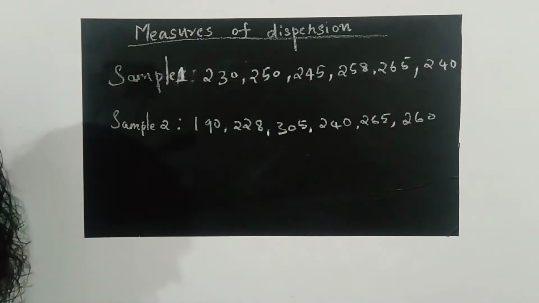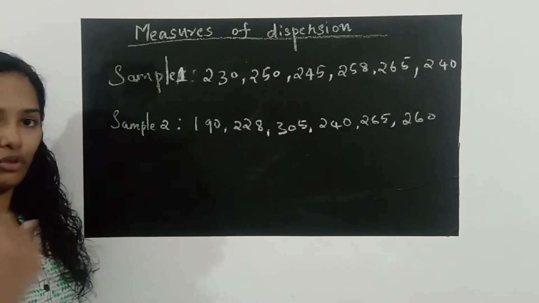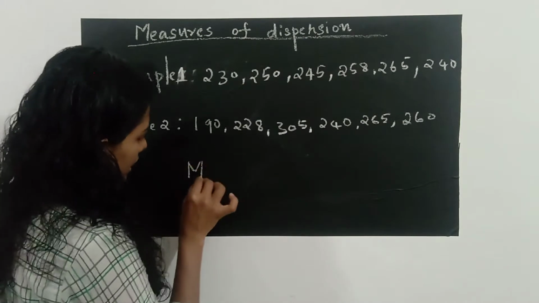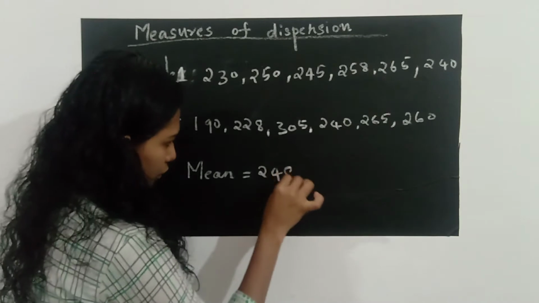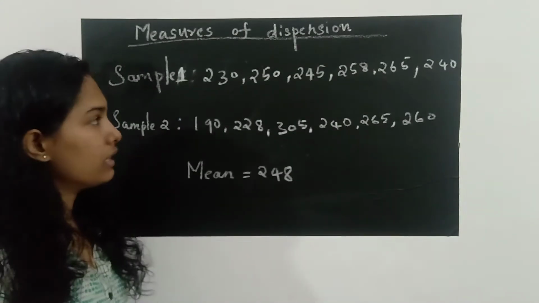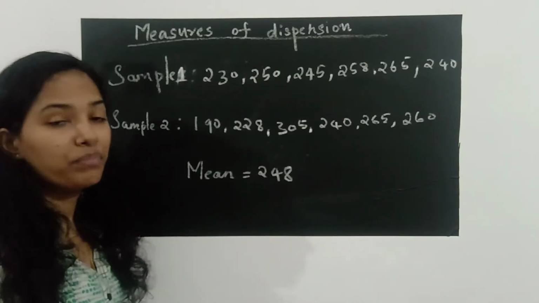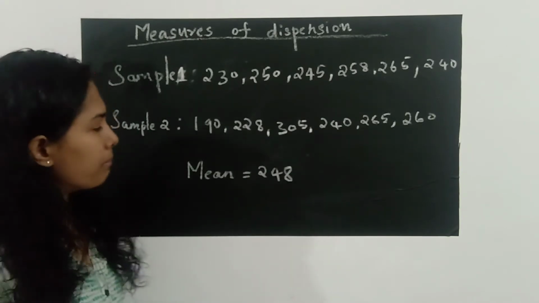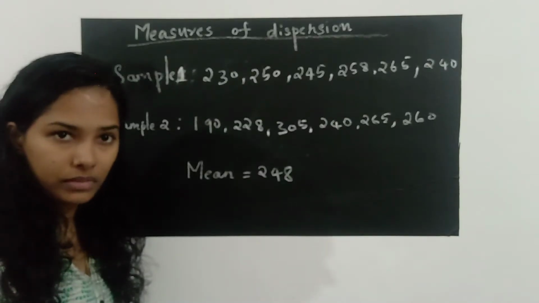Consider the two samples given. Let's calculate the mean of the two samples. What is the mean of these two samples? The mean of both the samples is equal to 248. See, the central tendency, the mean of both the samples, is the same. The mean of both the samples is giving the same value, right? But still, look at the samples. The samples are variable, right?